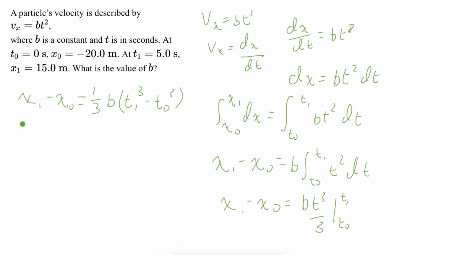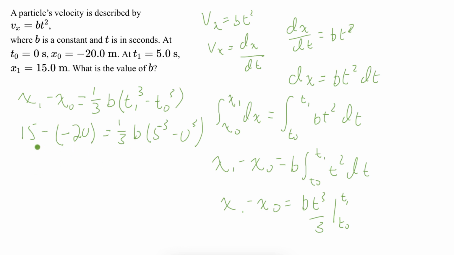So the final value of x is 15, and then the initial value of x is minus 20. Then we're going to set that equal to 1/3 b times the final time cubed, so 5 cubed minus 0 cubed. And now we just solve for b.